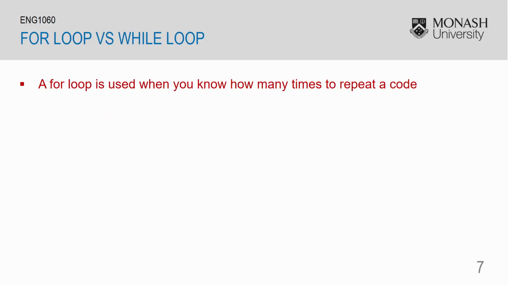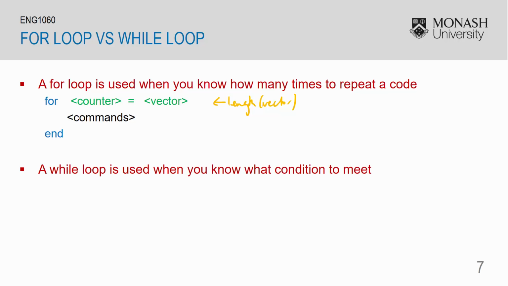So to recap, a for loop is used when you know how many times you want to repeat a code. The syntax is given by for some counter is equal to a vector. The length of the vector determines how many times you want to repeat the code. A while loop is used when you know what condition you want to meet. The syntax for that is while condition and then have your block of commands.